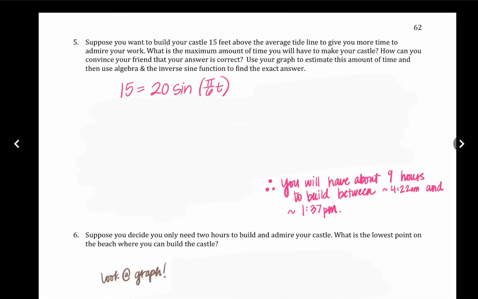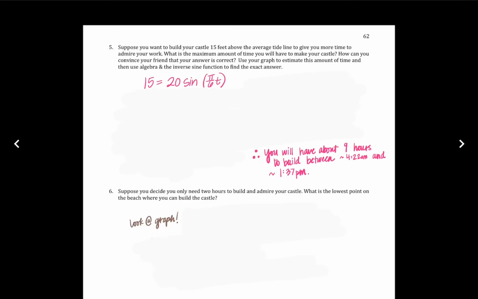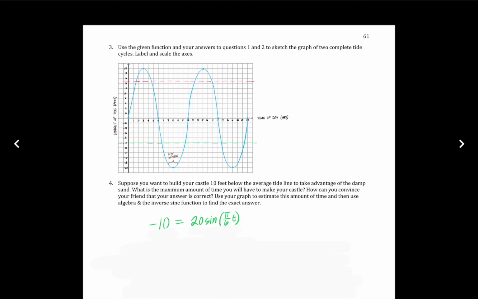And the last part of this task is asking you, suppose you decide you need only 2 hours to build. You just need a little 2-hour window. Well, look at your graph. How far down into the ocean can you actually build and still give yourself a 2-hour window? I love this task because I think it makes us think really creatively about how to use this sine graph. This sine graph right here can give you just about everything you need, and then we can use the algebraic steps of solving, setting it equal and solving to verify those numbers.